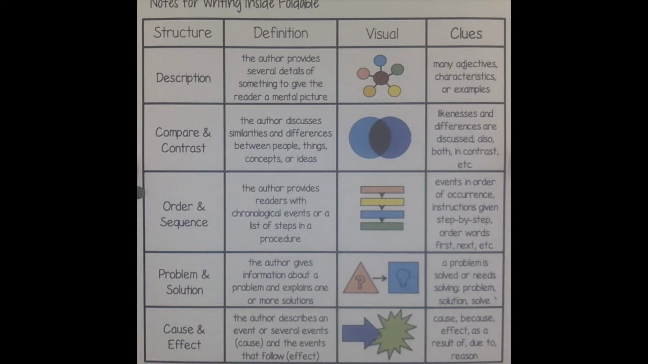In cause and effect, the author describes an event or several events, cause, and the events that follow, effect. The biggest difference you're going to find between cause and effect and problem and solution is that cause and effect has a problem, but with no solution. So please make sure and write that note in your description. There's no solution given for cause and effect. It's just telling me a cause and the events that follow. Some of your clue words will be cause, because, effect, as a result, due to, and reason. Remember, if you see a problem in a text without a given solution, that is cause and effect.